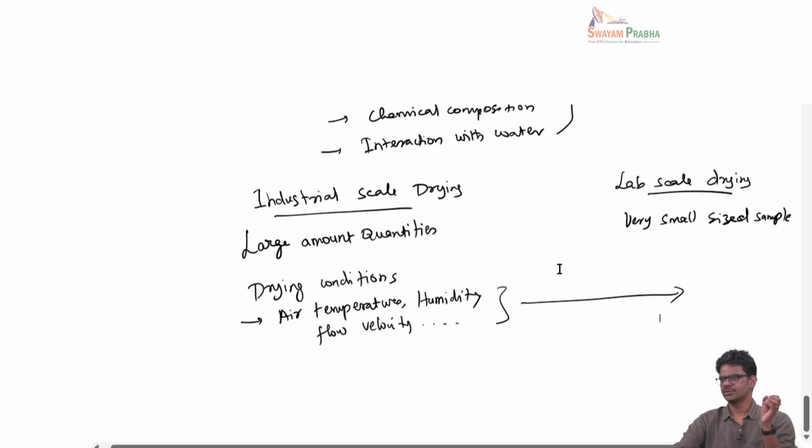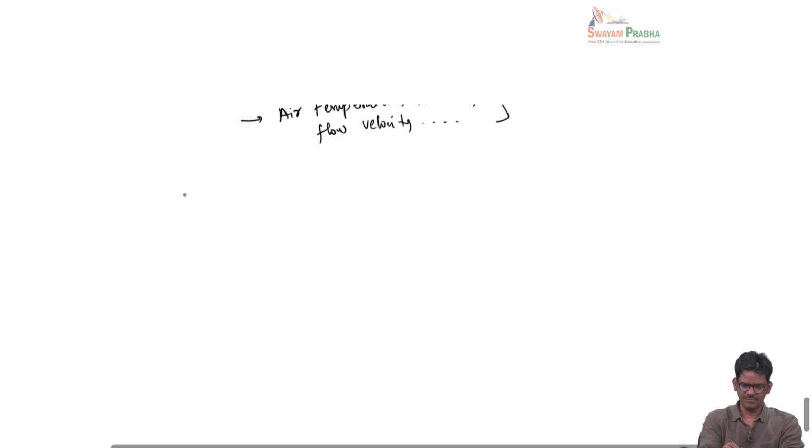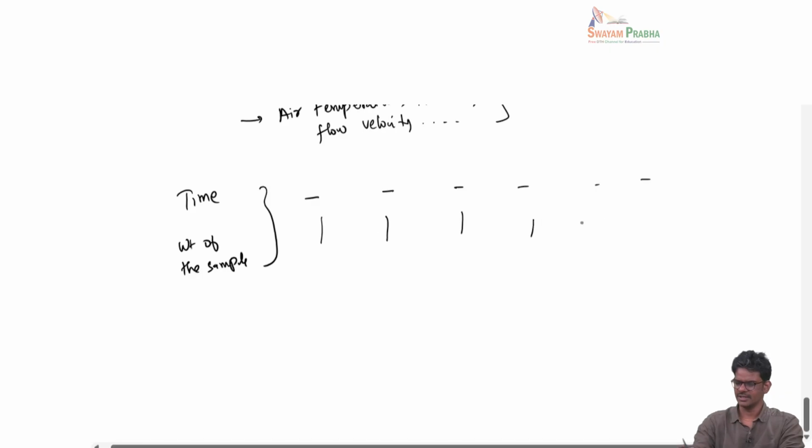and then you subject it to these drying conditions, that is, you are going to circulate air at a particular temperature, velocity and humidity, and then you monitor the weight of the sample as a function of time. Okay, so you have time here, and then you say weight of the sample. Okay, so you look at various time intervals here, and then correspondingly you look at what is the weight of the sample.